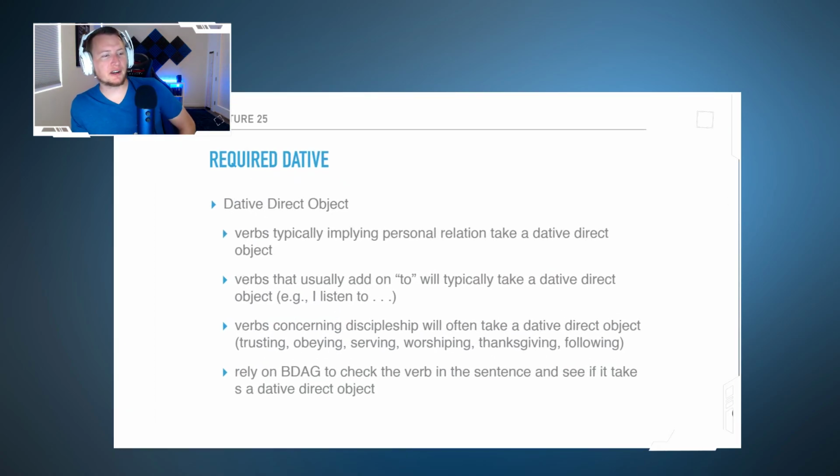Now let's talk about the required dative. We have the dative direct object. Yes, that's right. Sometimes dative is indirect, but other times it is direct. Verbs typically implying personal relation take a dative direct object. Verbs that usually add on to, like I listened to, will typically take a dative direct object.